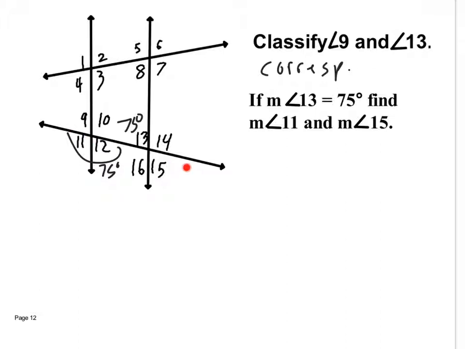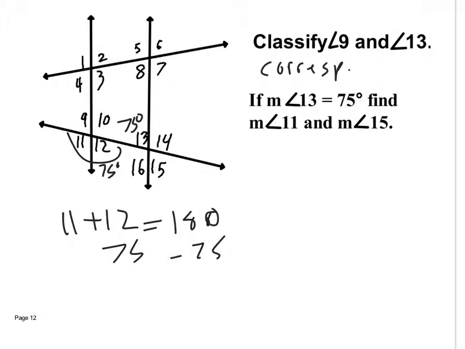Always look for a straight line. If the straight line's their backbone, then they've got to be supplementary. So if 11 plus 12 gives me 180, and I know that 12 is 75 degrees, how do I find 11? Subtract 75 from 180. So angle 11 is equal to 105.